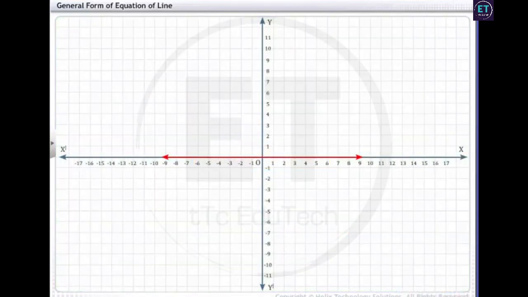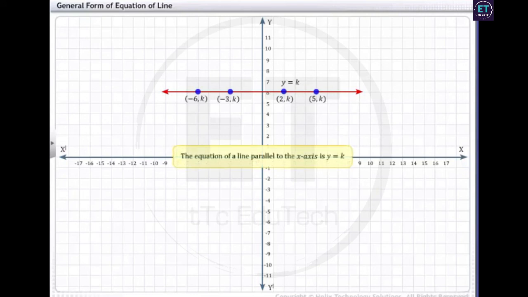Additionally, if you notice, the line joining the position of players standing at the same distance actually runs parallel to the X-axis. For this line, the distance of the players from the X-axis is constant, that is, y equals k. This means that the coordinates of the players will be (-6, k), (-3, k), (2, k), and (5, k). Therefore, the equation of a line parallel to the X-axis is y equals k.